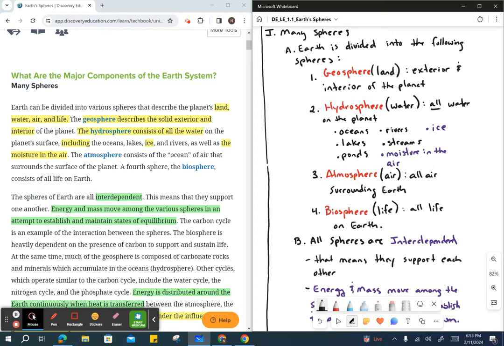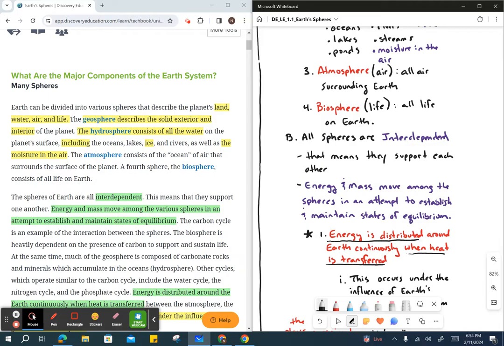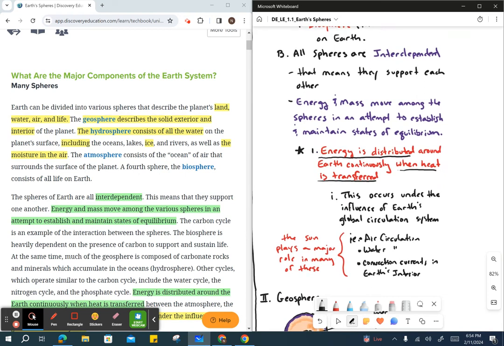Okay, and when we talk about the hydrosphere, some things jump right out at us. You think about oceans and rivers and lakes, of course. Maybe you thought about ice, right? You think about Antarctica and the Arctic. That's part of the hydrosphere. And maybe if you're very astute, you may have thought about the water vapor in the atmosphere. That too is part of the hydrosphere. Okay, that brings us to the third sphere, the atmosphere, all the air surrounding Earth, and the biosphere, all the life that's found on Earth.